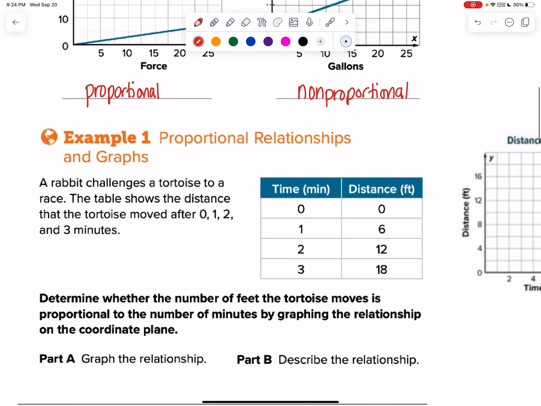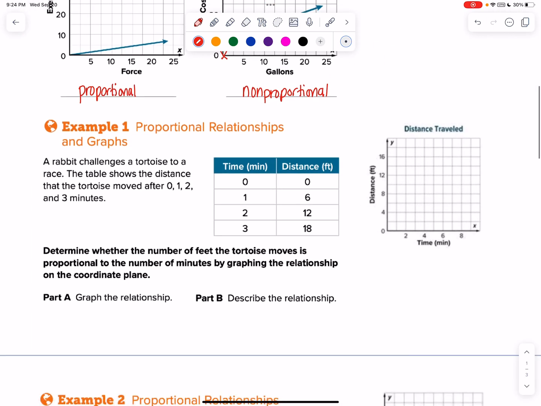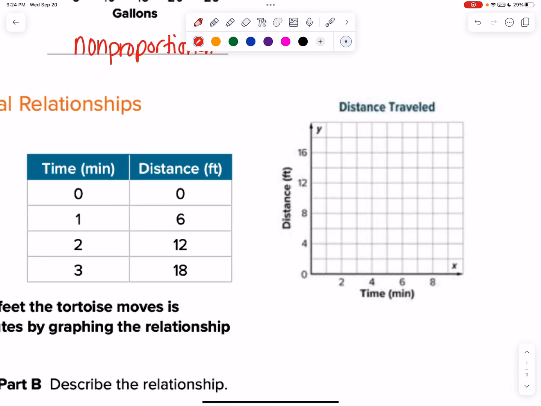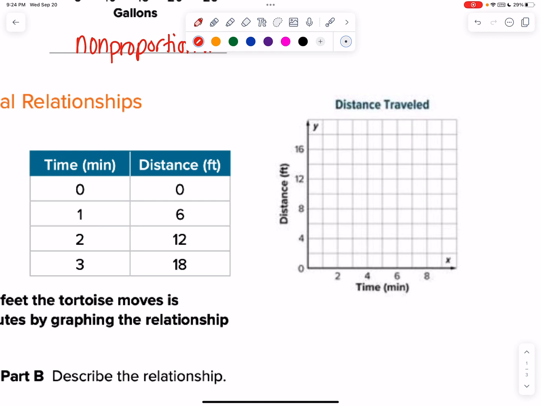All right, so let's go ahead and take a look at example 1. We have a rabbit that challenges a tortoise to a race. The table shows the distance that the tortoise moved after 0, 1, 2, and 3 minutes. So we want to see if the data of distance traveled per minute is proportional. Step 1 is to graph the relationship. One thing you have to remember is to look at your labels on your axes. This is your x-axis and this is your y-axis. They do show it right here as well.